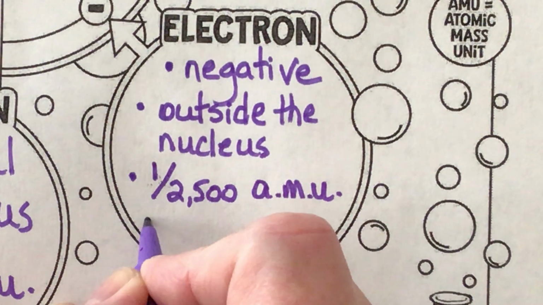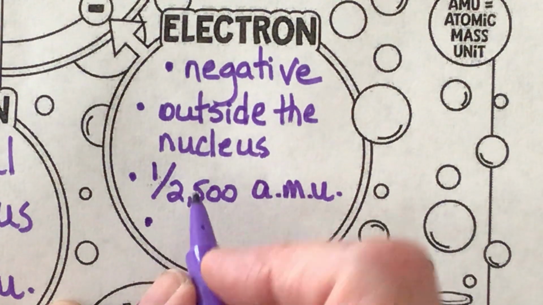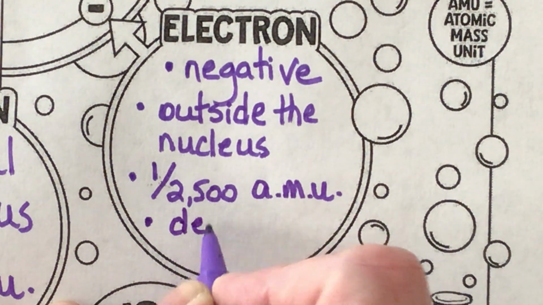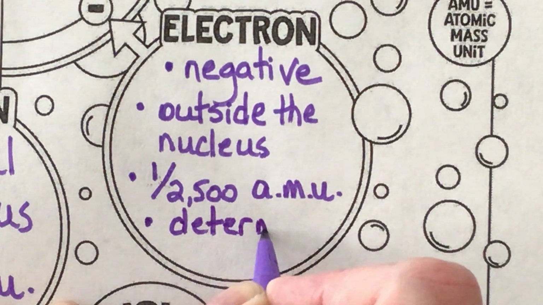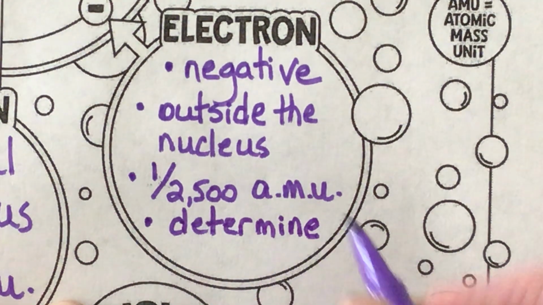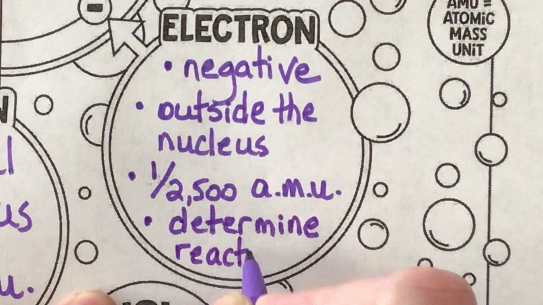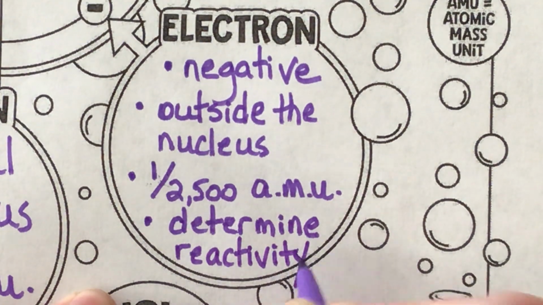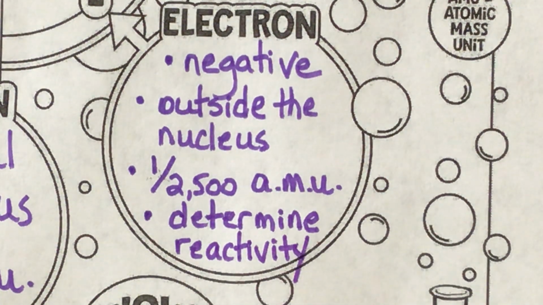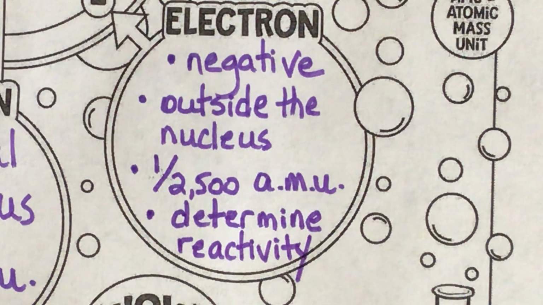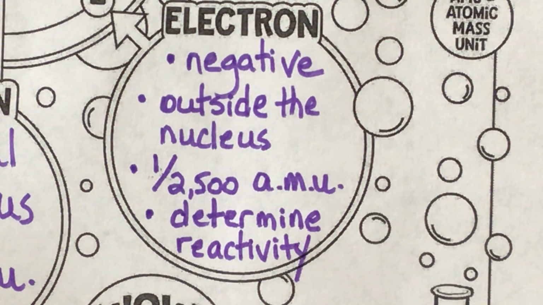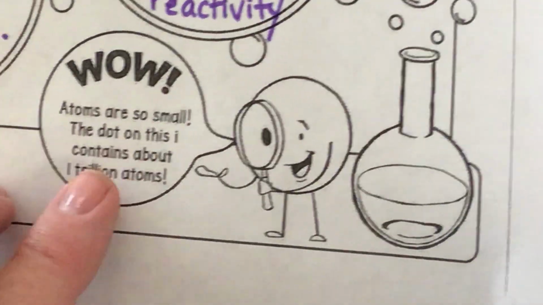And then the last thing, we're going to start talking about it next class. These electrons are going to determine reactivity. So they're negative. They're outside the nucleus. They have 1 2,500ths of an AMU, and they determine reactivity. Can you nod your head if I can move on? Okay, thank you.